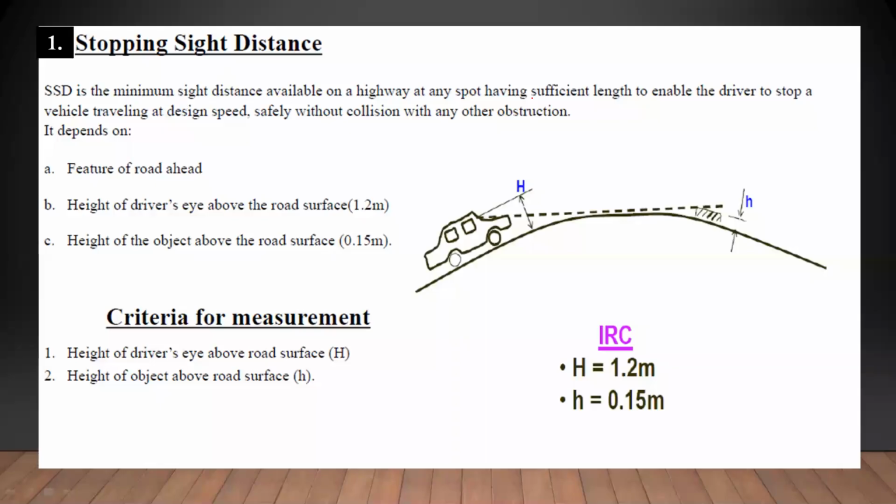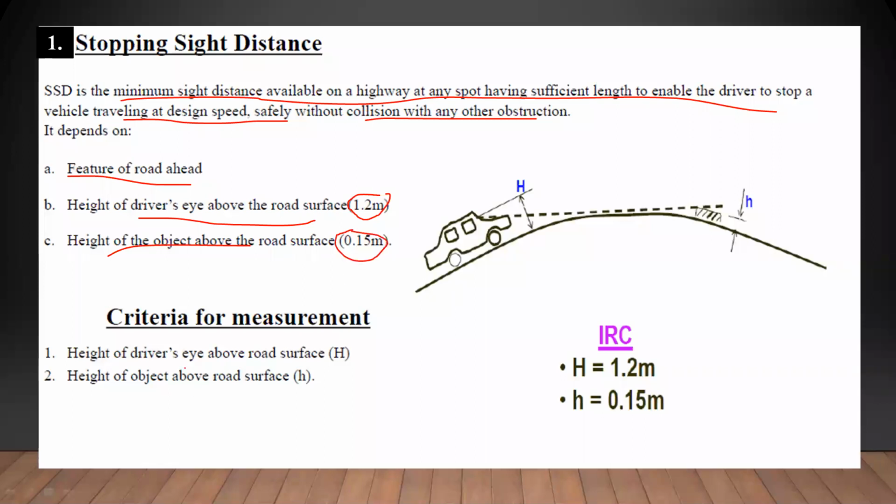It is the minimum sight distance available on a highway at any spot, having sufficient length to enable the driver to stop a vehicle traveling at some design speed, small v in meter per second or capital V in kilometer per hour, safely without collision with any obstruction or opposite vehicles. So it mainly depends upon the features of the road and the driver's eye height above the road surface, which is constant at 1.2 meter, and the height of the object above the road surface, 0.15 meter.